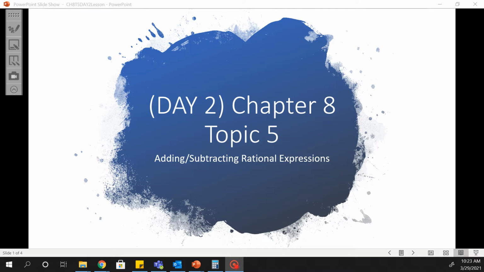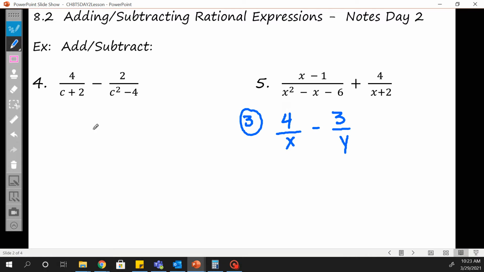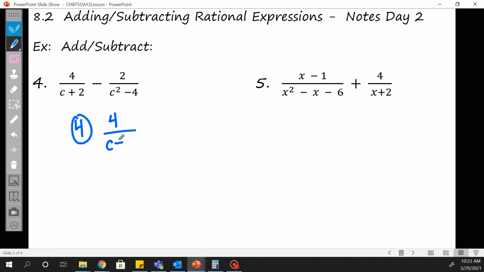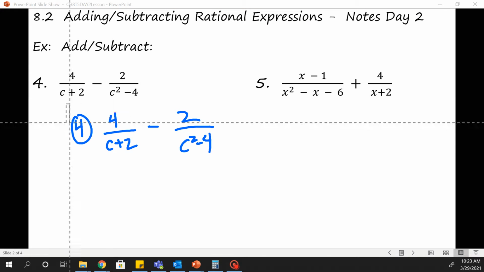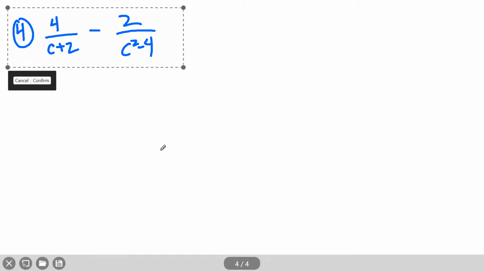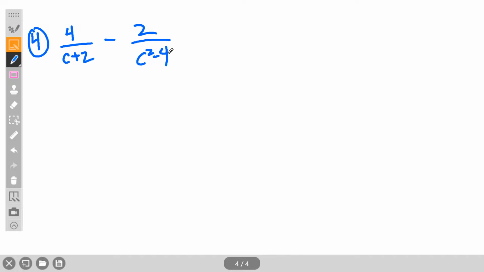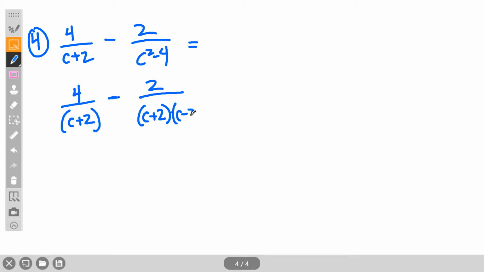All right, we're going to continue looking at how to add and subtract rational expressions here. We have 4 over c plus 2 minus 2 over c squared minus 4. We're going to start by factoring each of the denominators. So c plus 2 does not factor into anything. C squared minus 4, that's a difference of 2 squares. That factors into c plus 2 times c minus 2.